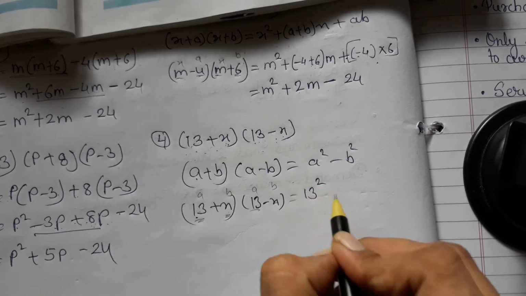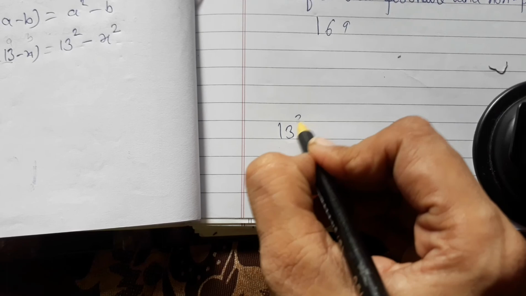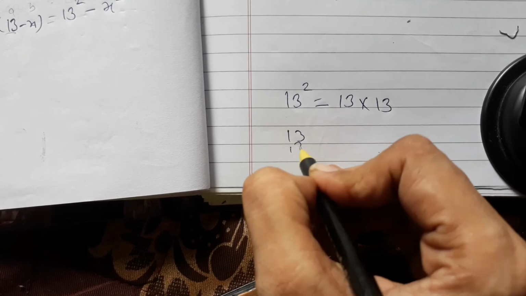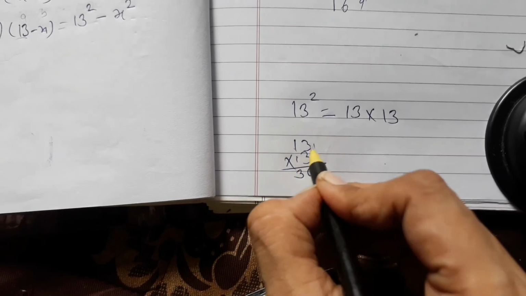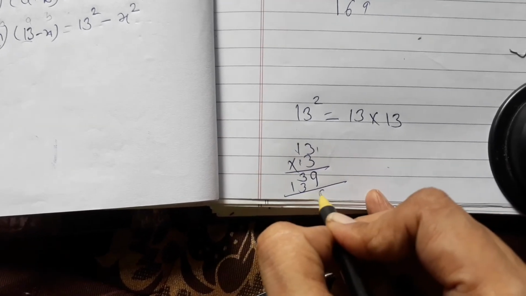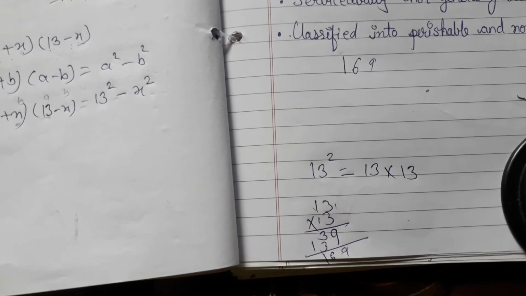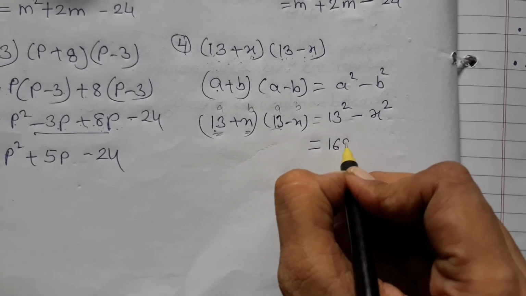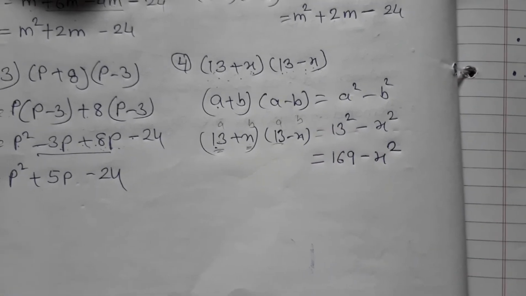13 square minus x square. Let's find the square of 13. 13 square is equal to 13 into 13. So let's multiply 13 into 13. 3 3s are 9. 3 1s are 3. 1 3s are 3. 1 1 is 1. It comes to 169. So it will come to 169 minus x square. The remaining we will do in the next video, children.